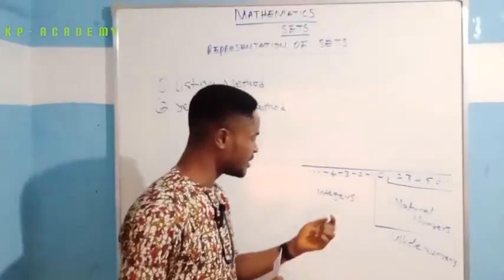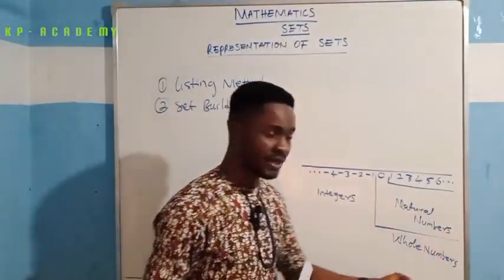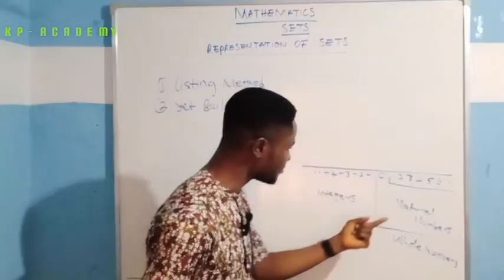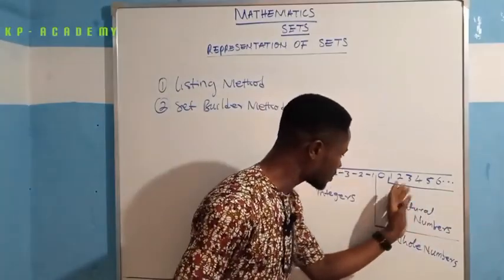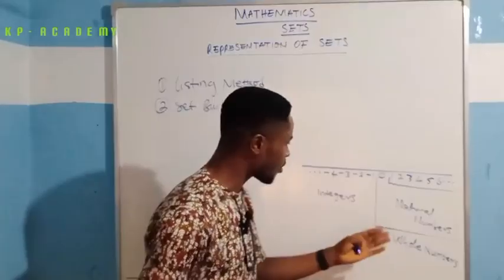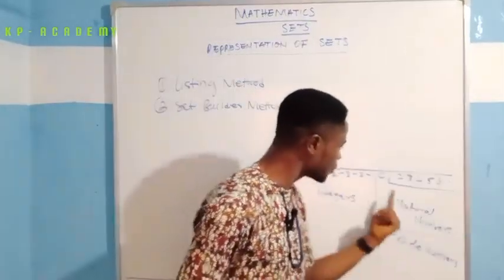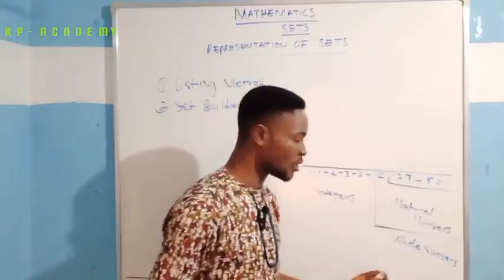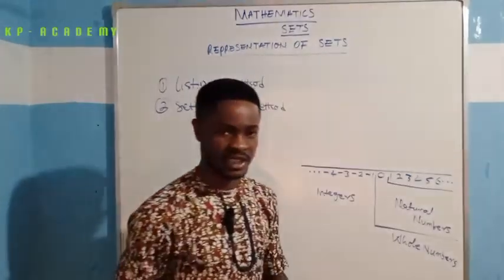So now, set of integers means all the numbers on a number line. Set of natural numbers means all the numbers towards the positive part, excluding the 0. And whole numbers includes all the positive part, including 0. Hence, 0 is a whole number, but 0 is not a natural number.